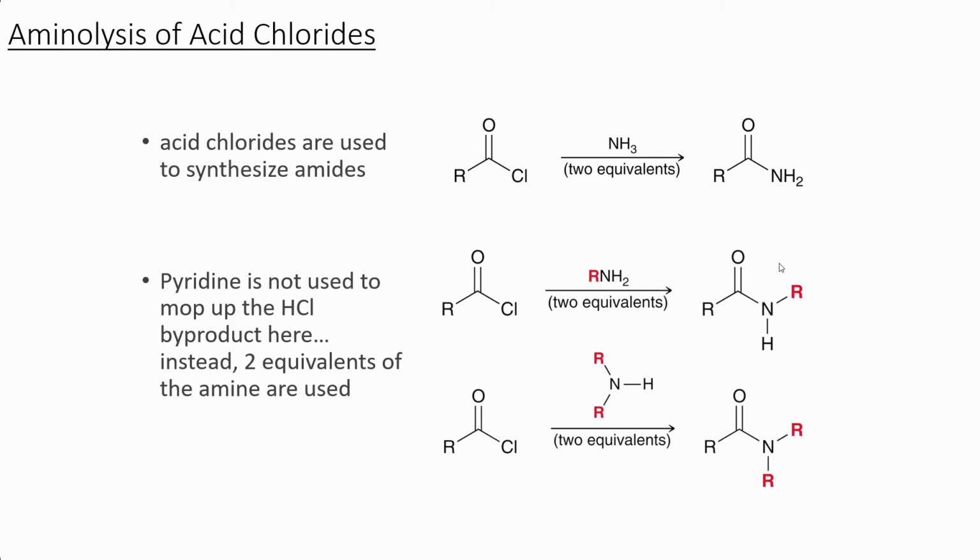We can also use acid chlorides to synthesize amides. In this case, we can use just ammonia to form an amide. We can use a primary amine to form a primary amide, an N-substituted just once, and we can use a secondary amine to form a disubstituted amide. Since we don't have pyridine in these reactions to soak up the HCl that's produced as a byproduct, we're actually going to need 2 equivalents of the amine in these reactions because the first equivalent will be reacting with the HCl and it will be unable to be used for the reaction.